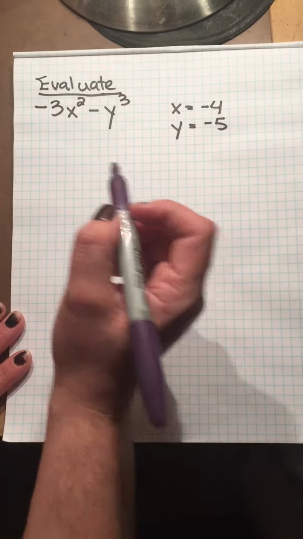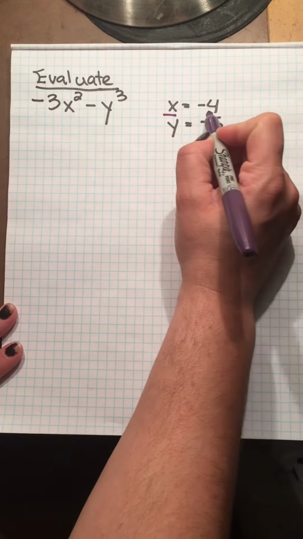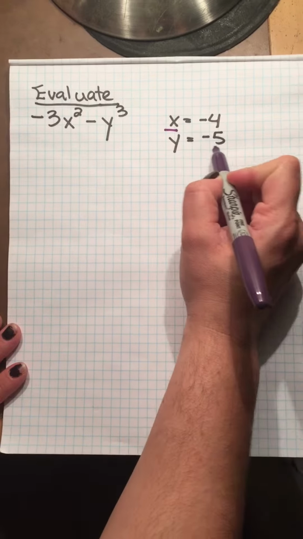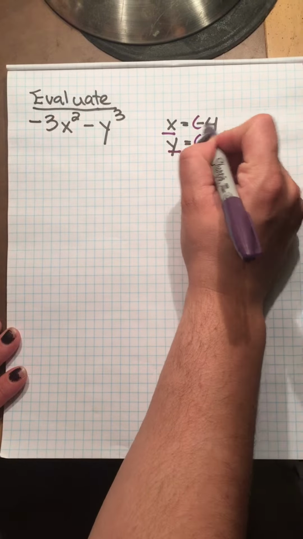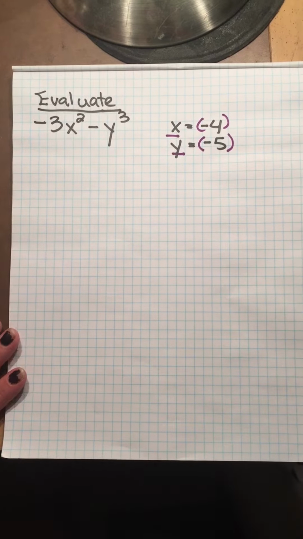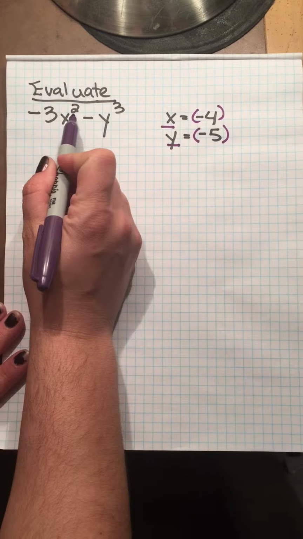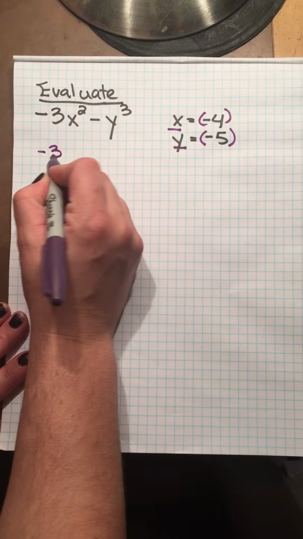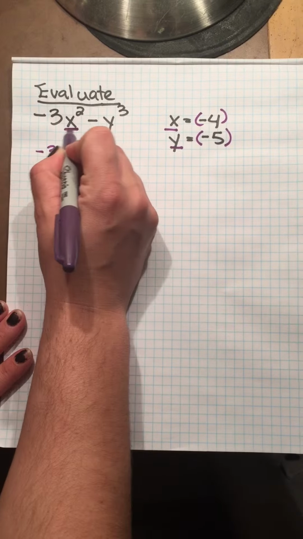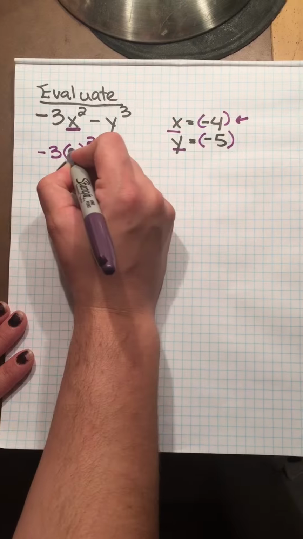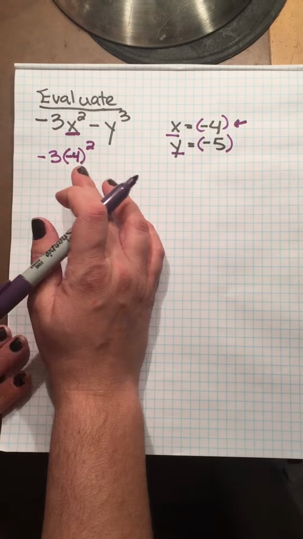In this problem, we're going to evaluate the expression by plugging in the values x is -4 and y is -5. We're going to make sure that we use parentheses around these numbers when we plug them in so we don't lose their value. So you're going to see here I have -3x squared, which means -3 is getting multiplied by something squared. That something happens to be -4.